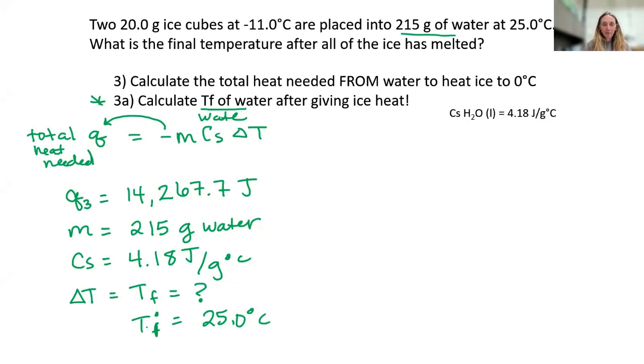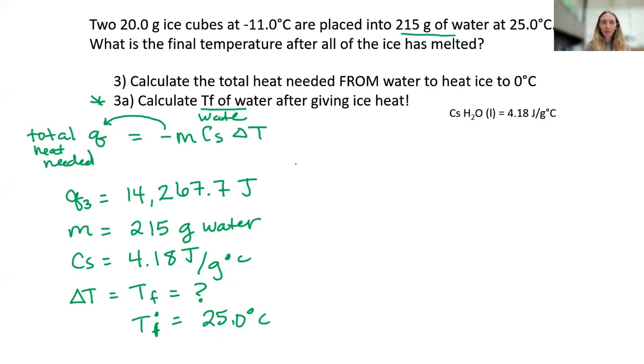So we have all of our information here: our heat from the ice going from negative 11 as a solid to an actual liquid, that's how much heat is needed for the process. We have our mass of our water, our specific heat of our water, and our change of temperature, right? And we have an initial temperature of 25 degrees Celsius. That temperature is going to go down in order to give the heat to the ice. Okay, so that's how the problem's set up. So now let's put our numbers into this equation.